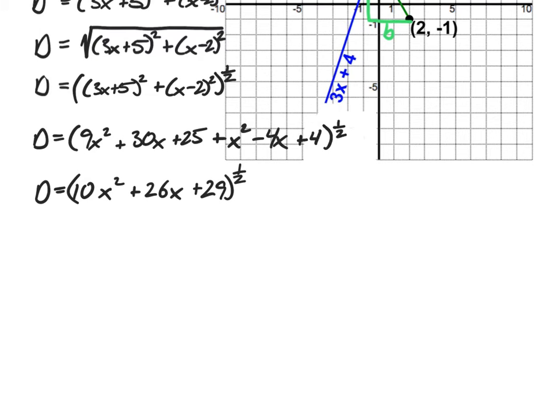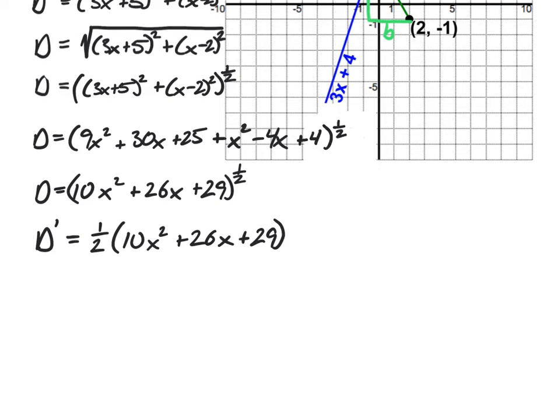So let's try this one more time. D prime, finding our derivative. Hopefully now we've made it as easy as we can. So chain rule, we're going to do 1/2 times the exact same thing, so 10x squared plus 26x plus 29.